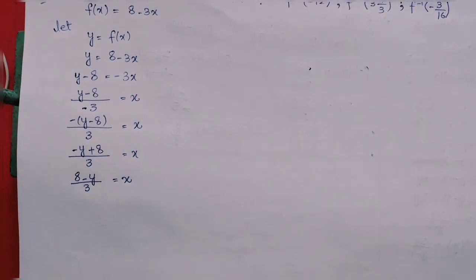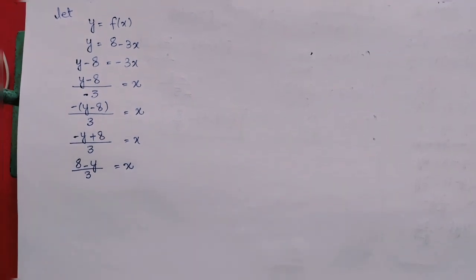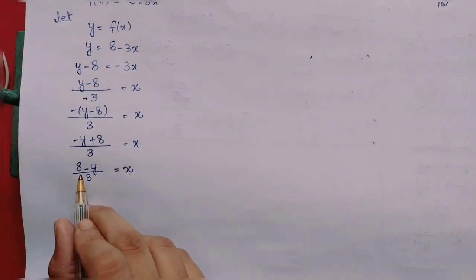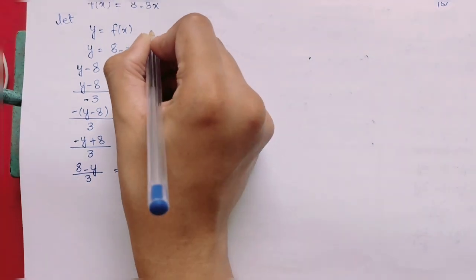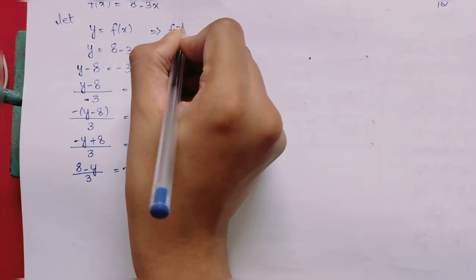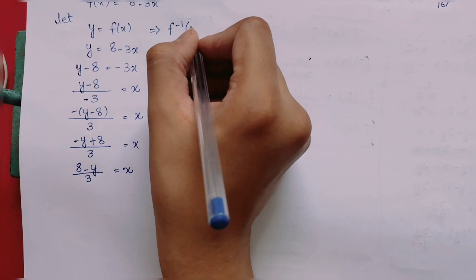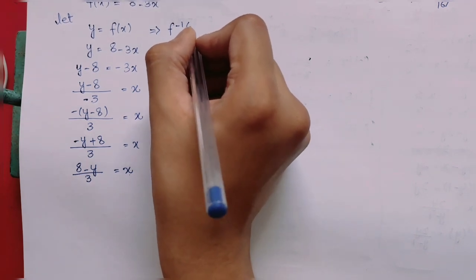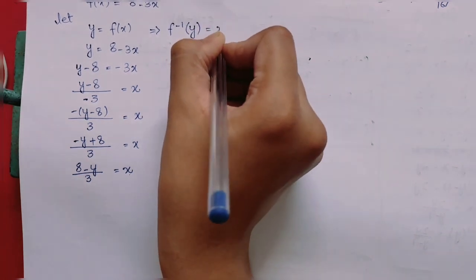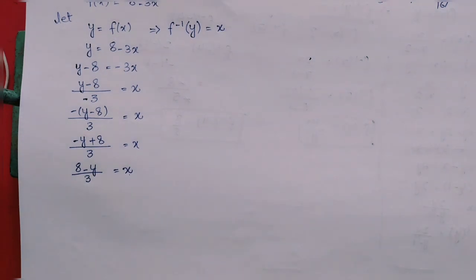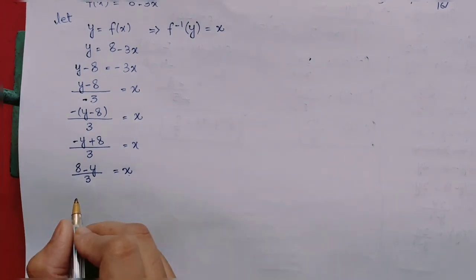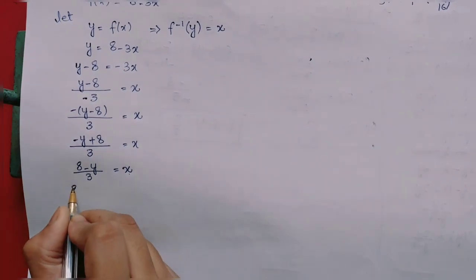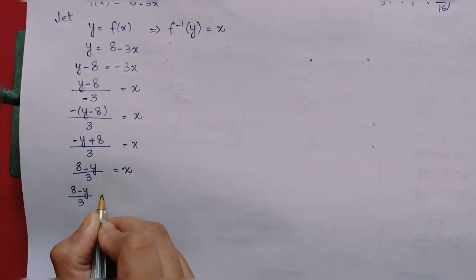This is your simplification, and you got x is equal to this. What we know is, if y is equal to this, then we know the form f inverse of y is equal to x. What we get here is x and here it is x. Replace it: we know f of x is equal to f inverse of y.